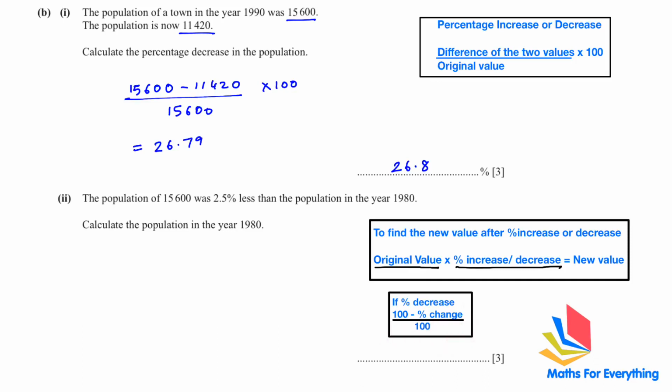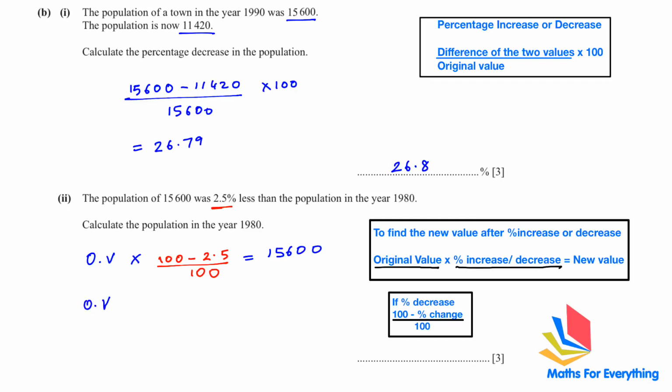So let's place everything now. First thing is the original value, you don't have it. So we are just going to write here the original value multiplied by the percentage decrease. So what is our decrease? 2.5 percent less. Therefore, that will be 100 minus 2.5 divided by 100. And this will give us the new value, which is 15,600.